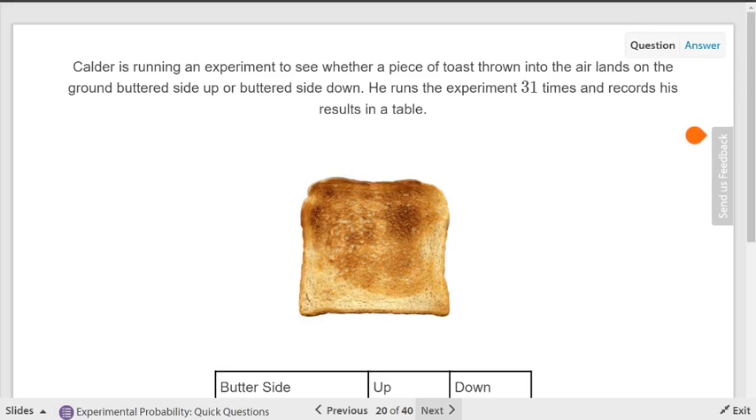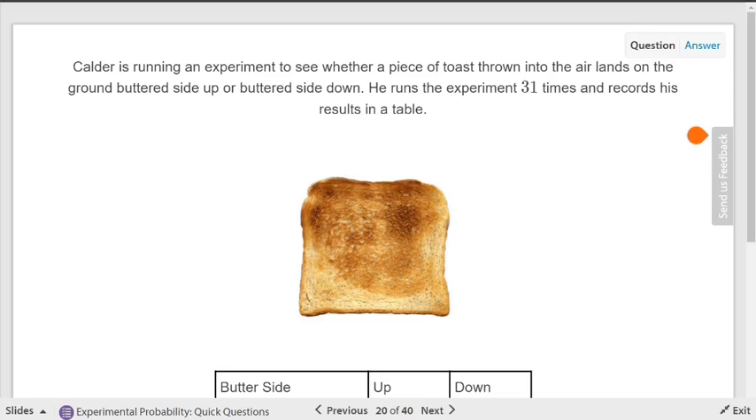Calder is running an experiment to see whether a piece of toast thrown in the air lands on the ground buttered side up or buttered side down. He runs the experiment 31 times and records his results in a table. Can anybody guess what you think will happen?